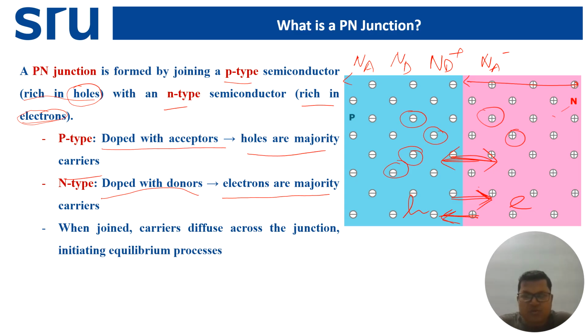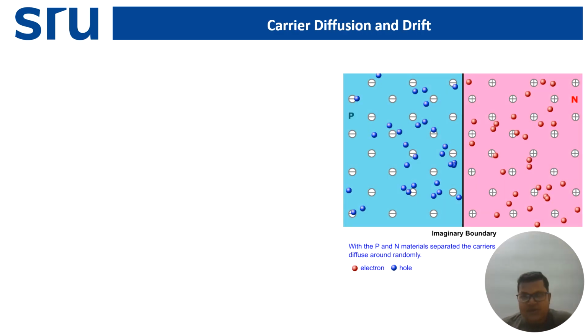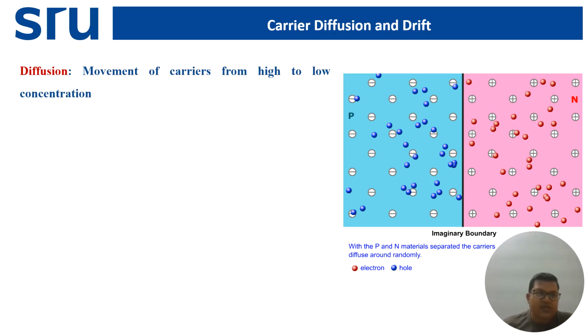As we know, diffusion depends on the concentration gradient. So for the holes there is a huge concentration gradient from left to right, and for the electrons there is a huge concentration gradient from right to left, and that makes the diffusion process start. Now you can see that due to diffusion, electrons and holes diffuse around randomly.